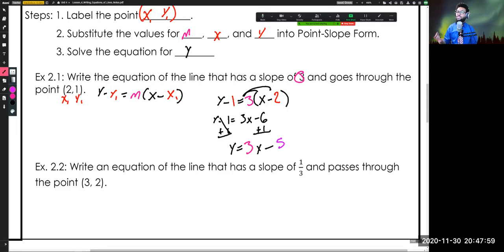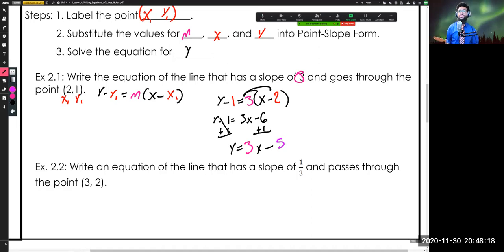Okay, so this point slope formula, we use this when we're given a point and we're given the slope, and we plug our values in. All right, we plug our point into the x1 and y1 spots, then we plug our slope in and we solve like normal. Okay.